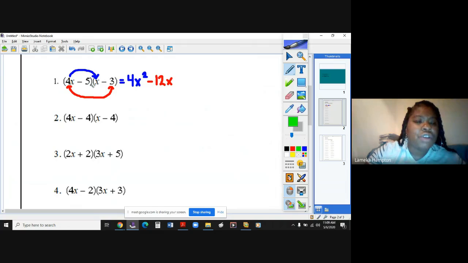The next one we have is negative 5 times x. These are my inner terms. So what is negative 5 times x? Negative 5x. Very good. Excellent. And then last but certainly not least, we have our last terms. My last terms are negative 5 times negative 3, which gives me positive 15. There we go.